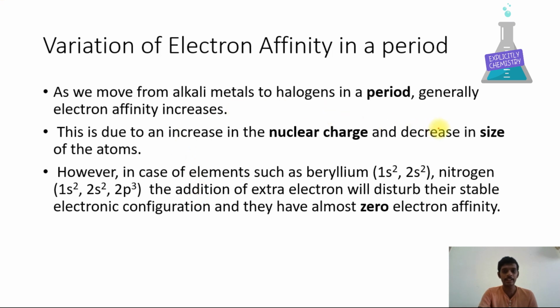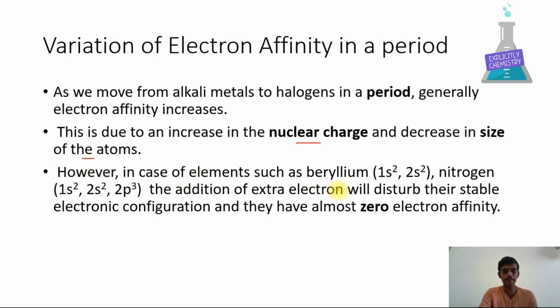Variation of electron affinity in a period. While going from left to right in a period, that is from alkali metals to halogens, the electron affinity increases. This is due to an increase in nuclear charge and a decrease in the size of the atoms.